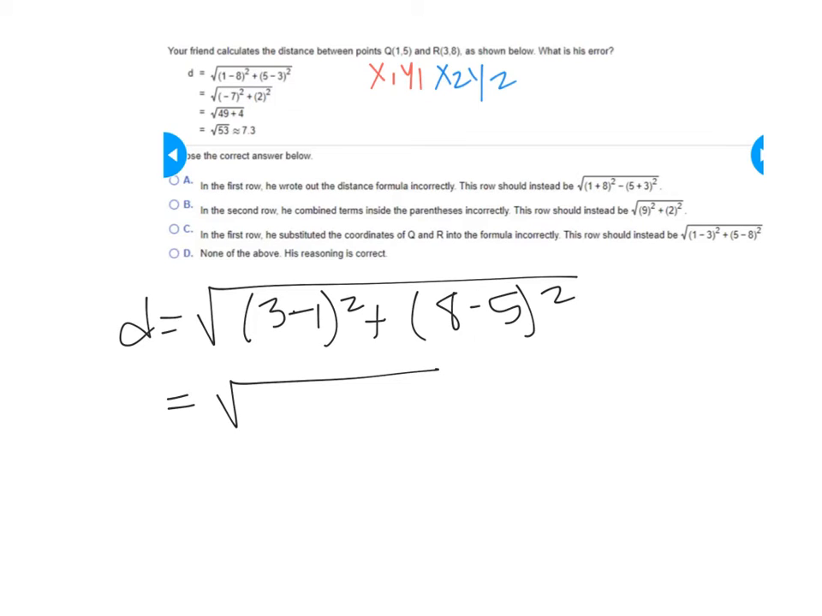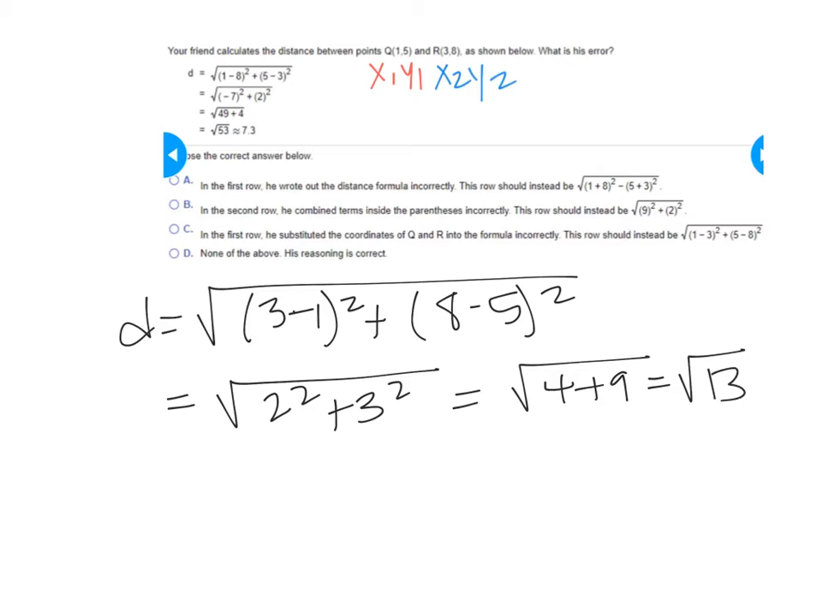The square root, 3 minus 1 is 2, so 2 squared. And 8 minus 5 is 3, so 3 squared. So that would give me the square root of 4 plus 9, or the square root of 13, and so that would be approximately 3 point something. I'm going to go like 3.7. So close. 3.6. Okay, so now let's look at our choices here.